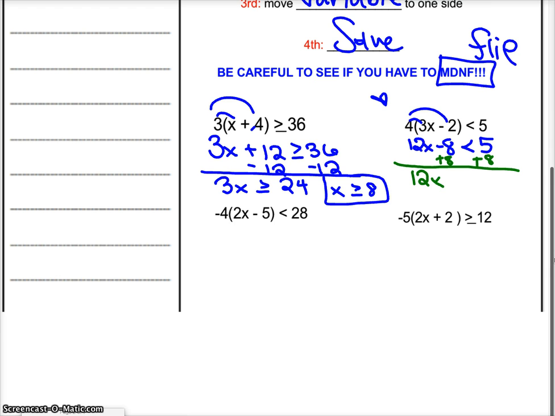I promise you. 12x is less than 13, right? Now how do you move that 12? So just leave it. It doesn't go evenly. Don't turn it to a decimal. Just leave it as a fraction. So I divide by 12, divide by 12. x is less than 13 over 12. Leave it like that. You don't have to graph today. You just have to solve.